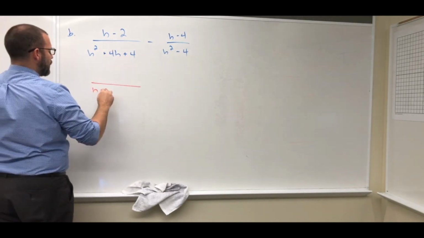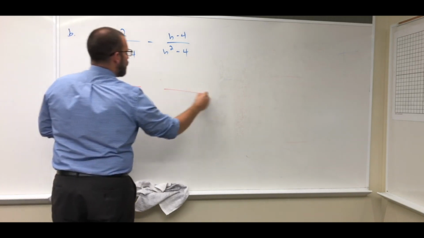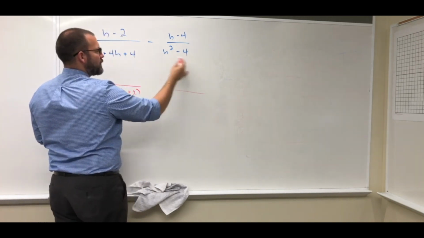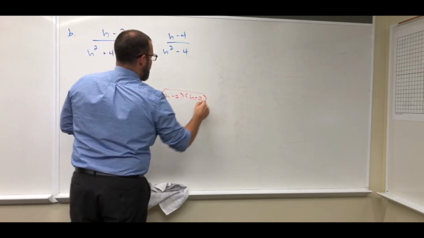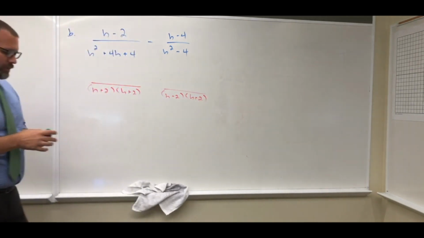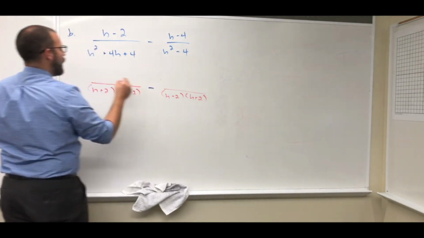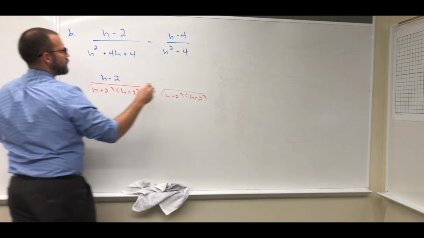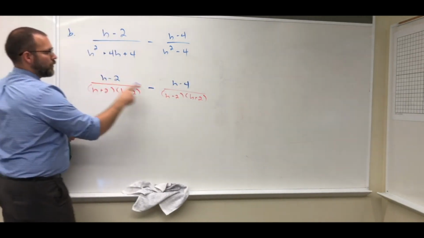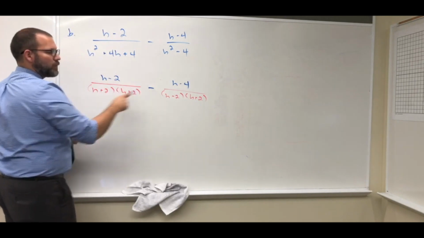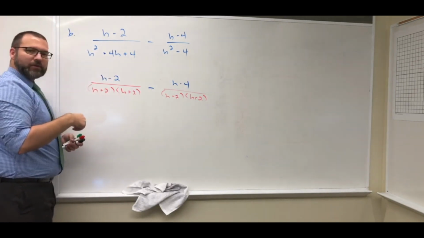This is h plus 2, h plus 2. This binomial, remember that's a difference of squares pattern. That's h minus 2, h plus 2. If that does not make sense, you need to go back to chapter 8 and look up difference of squares. Our numerators don't have anything to factor, so we're just going to leave those alone. They also don't have anything that will cancel. We don't cancel across subtraction or addition. We can only cancel across regular division or multiplication.